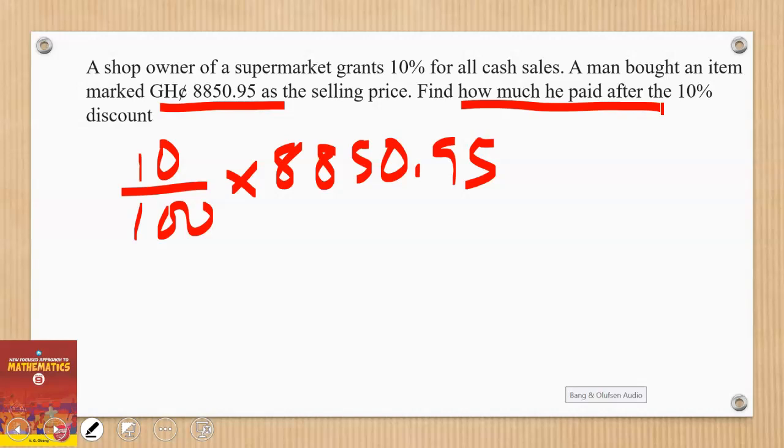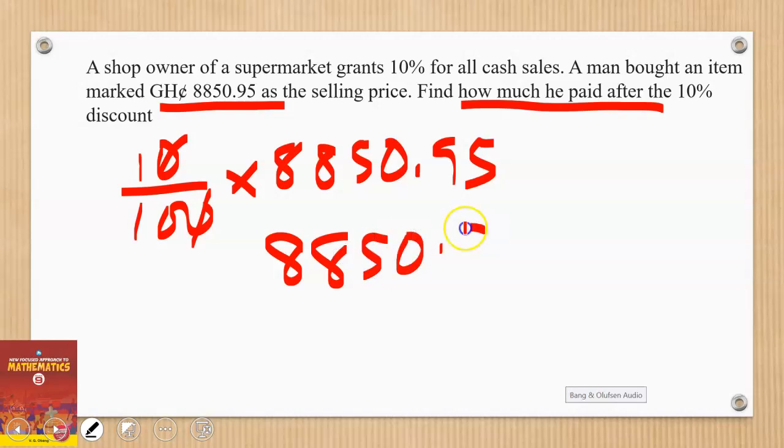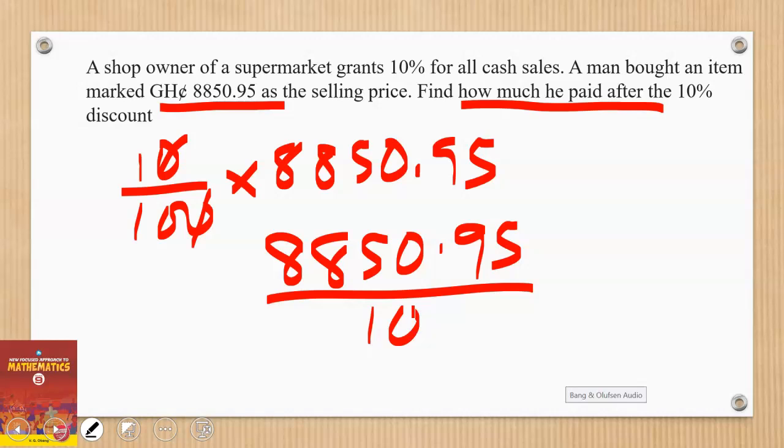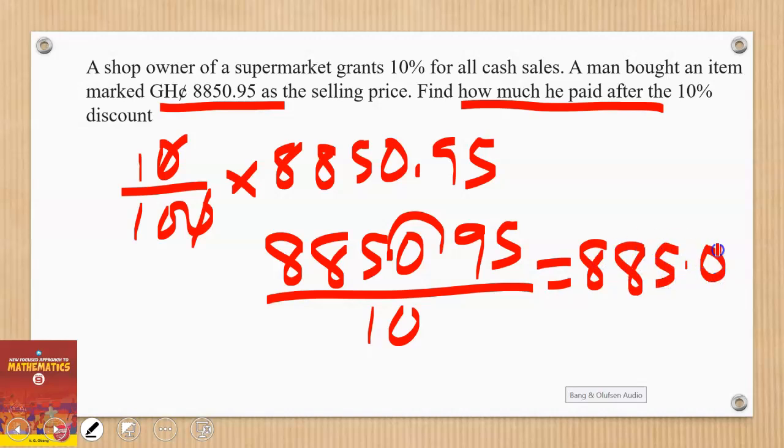So let's do a simple calculation here. Of course, we can cancel this 0 here, and that gives us 8850.95 divided by 10. And we know any number divided by 10 is very easy. It's just a matter of moving the decimal point to your left, or backwards. And so we just move the decimal point here, and our answer becomes 885.095.